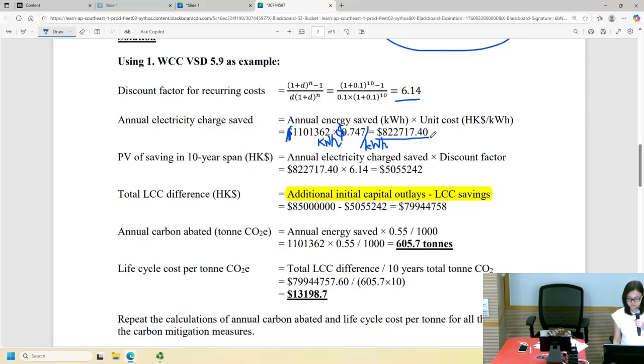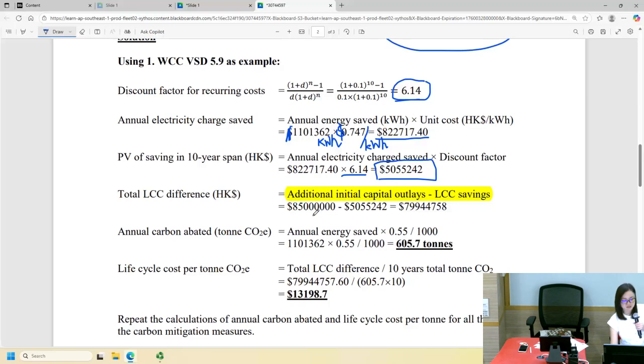And this is for every year, and it will happen every year in the next 10 years. So if we multiply 6.14, okay, then this is the total amount of energy fees saved in 10 years, and they are the present value. Okay, the present value of the total electricity fees saved in 10 years' time.